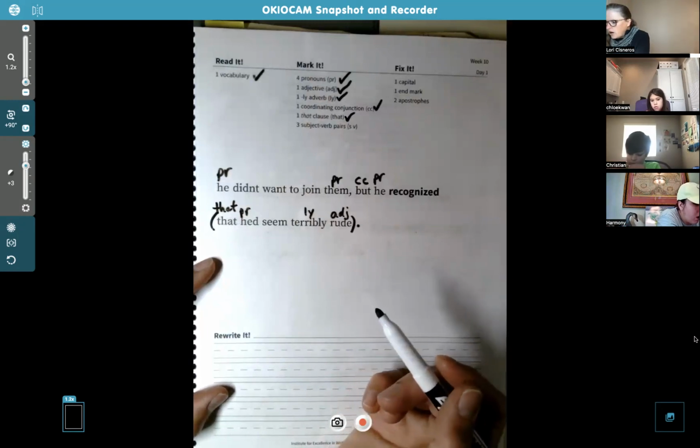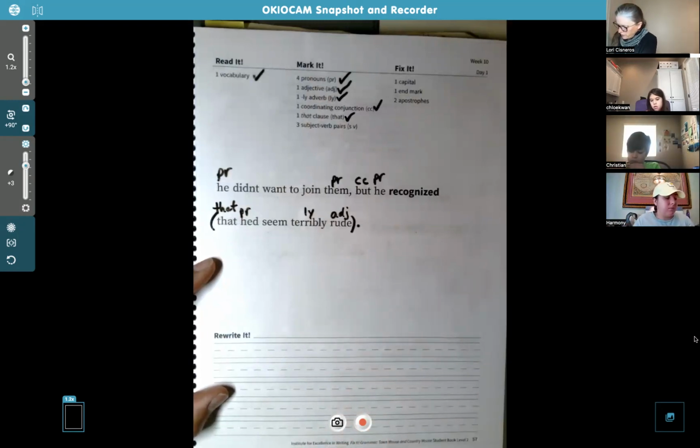Okay, so back to Harmony. Let's look for the verbs. I'll tell you there's 1, 2, 3, 4, 5 verbs in here. Some of them are helping and linking and action.